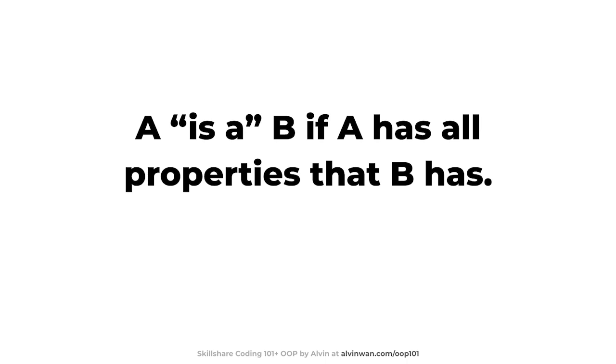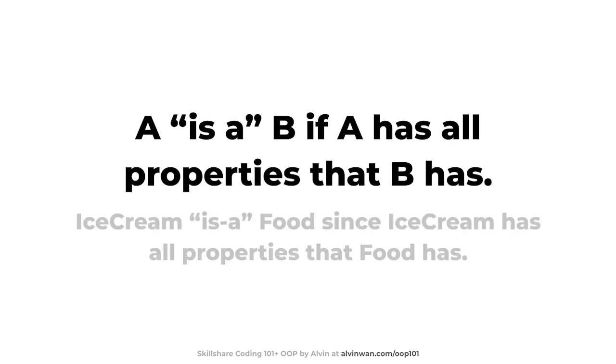In summary, A is a B if A has all the properties that B has. For example, ice cream is a food since ice cream has all the properties of food. This means that ice cream inherits all of food's functionality. By default, eating ice cream is like eating any other food.